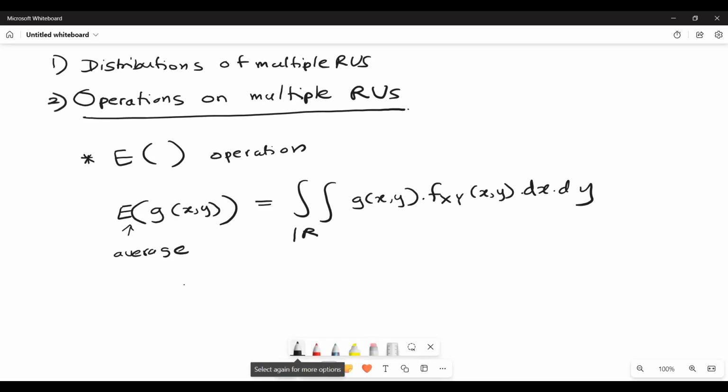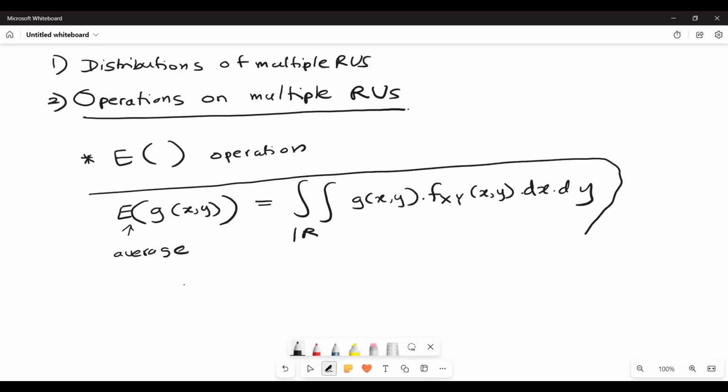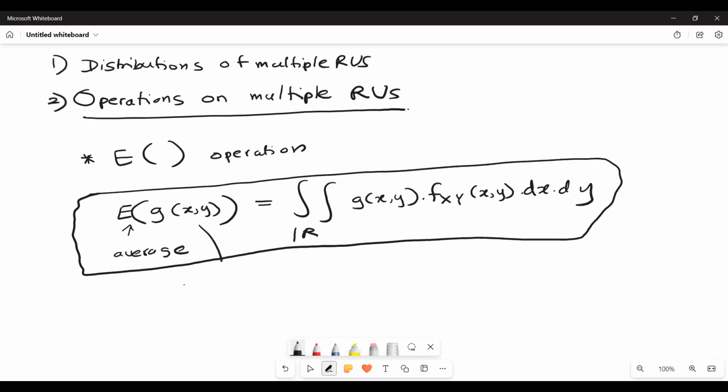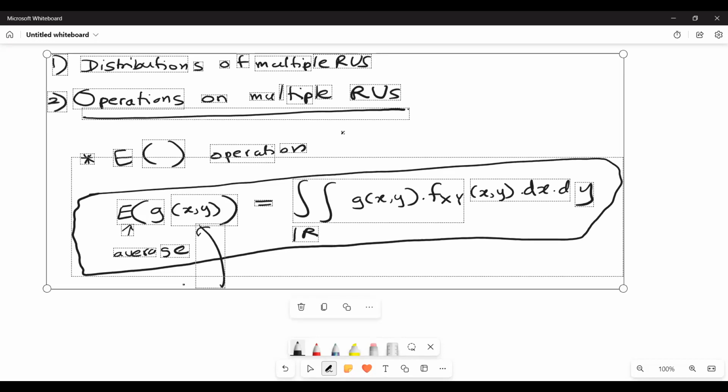So we can remember this as a theory, and we will now try to solve an example where we have two random variables that define a certain function, and we want to find the expectation value of that function, right? So I will write that example.